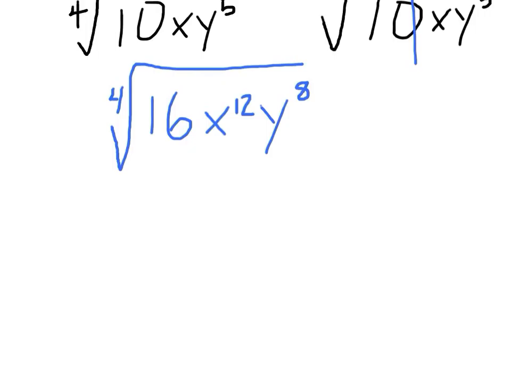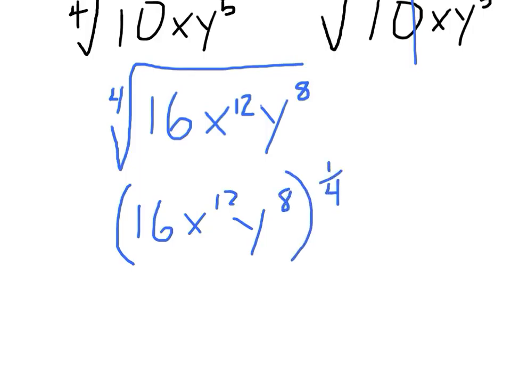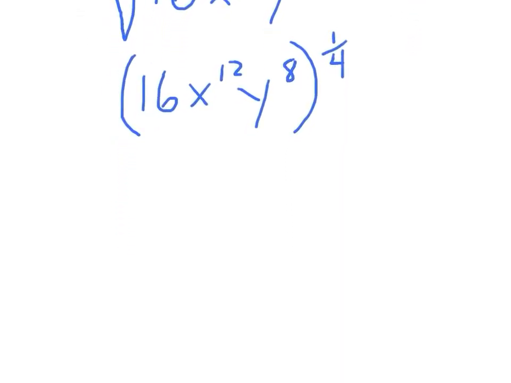We could go ahead then and do this. The next step here would be to put all this to the 1/4: 16, x to the 12th, y to the 8th, to the 1/4. The fourth root translates to the fractional exponent. And then we have the fourth root of 16, we just said is 2. So that's going to come outside. And then we're going to have x and y here.